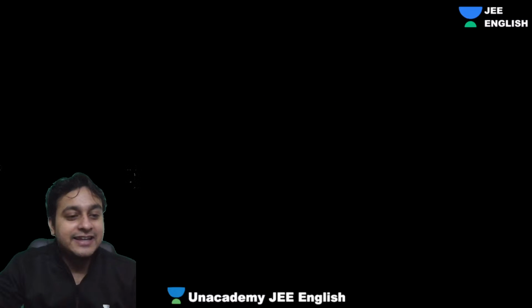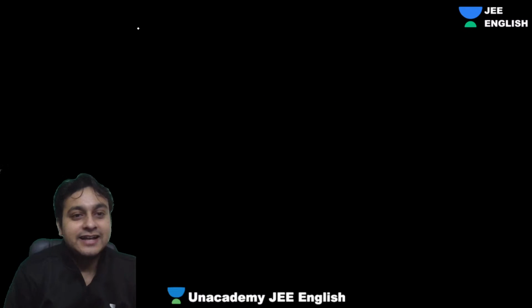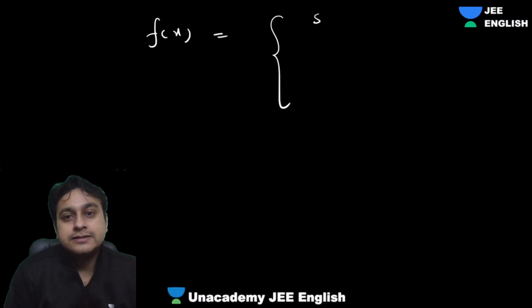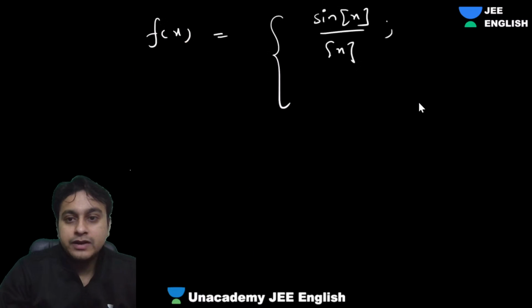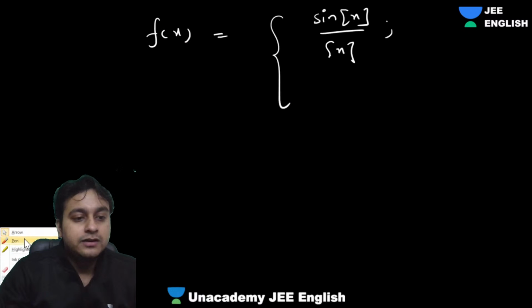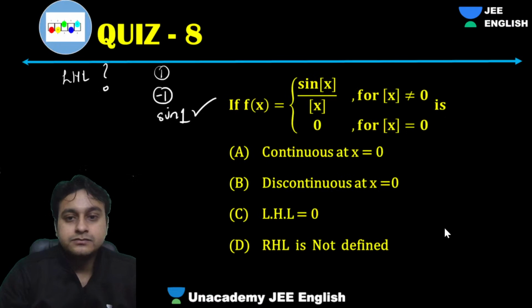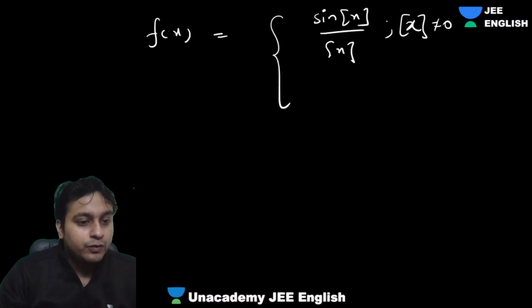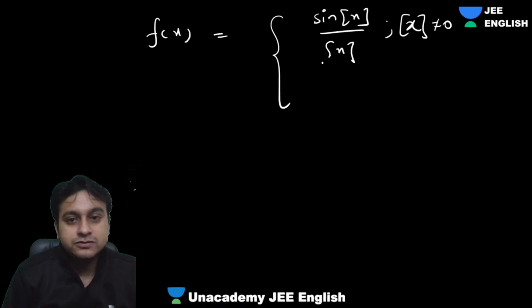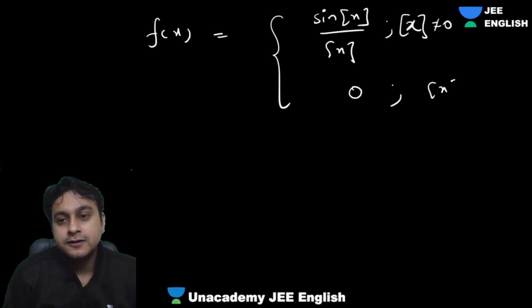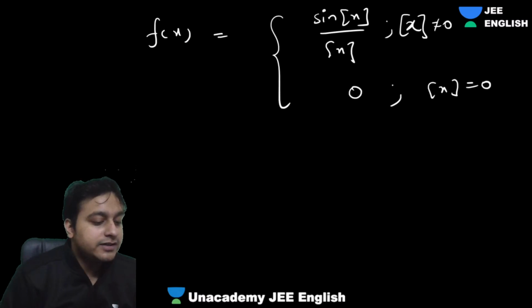See, guys, this is not that easy as it looks. Kya tha? f(x) is equal to sin[x]/[x], right? Ye kab hai? When is this condition? When [x] is not equal to 0. And the function is 0 when [x] is equal to 0. We are not considered about that.